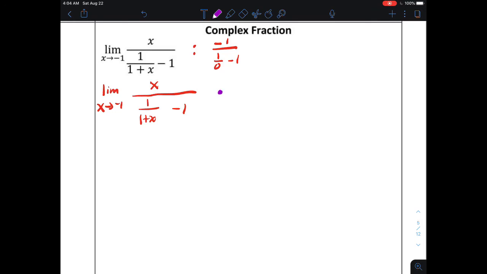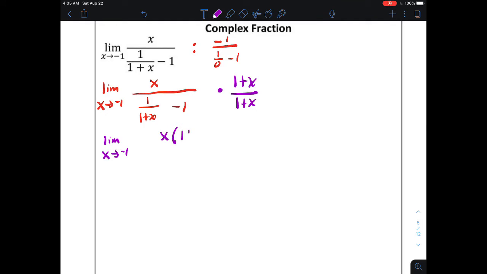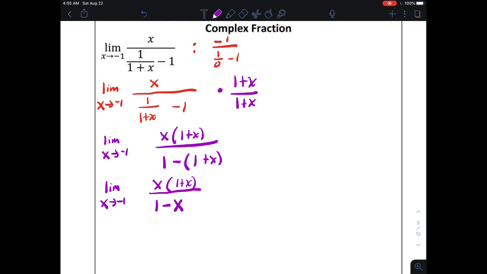I'm going to multiply to get rid of the fraction in the denominator, and if I pick to multiply by 1 plus x, that'll remove that fraction, and I'm going to do it to both the numerator and the denominator. And so let's see, my new denominator becomes 1 minus 1 plus x, and then I can simplify that denominator a little bit. And that takes us right here.